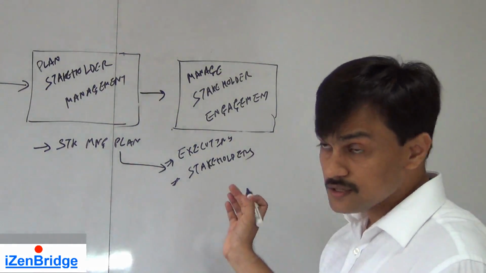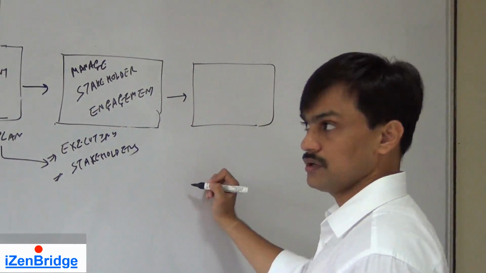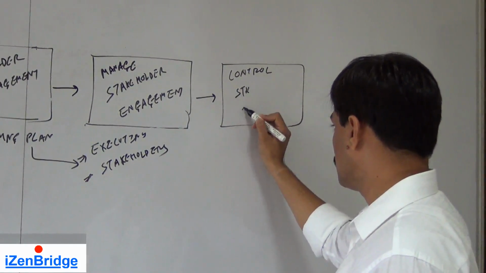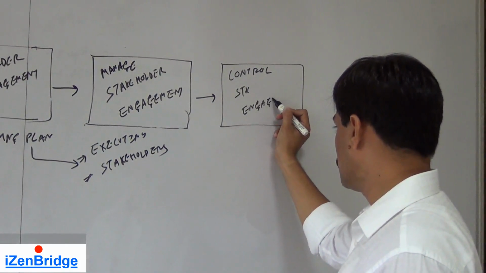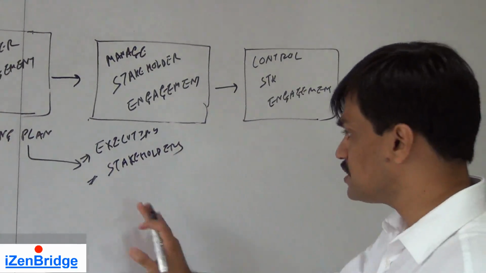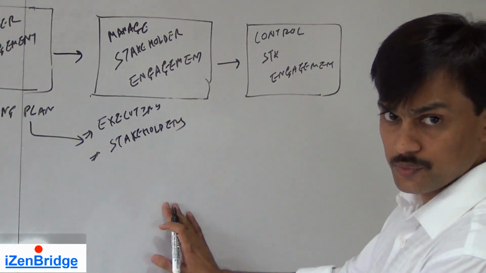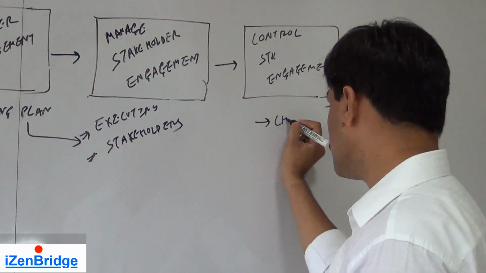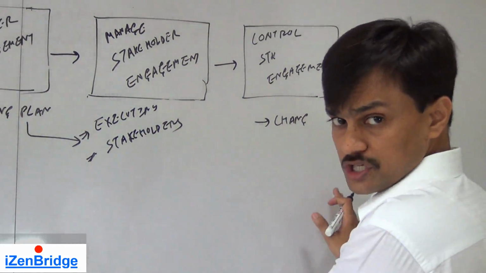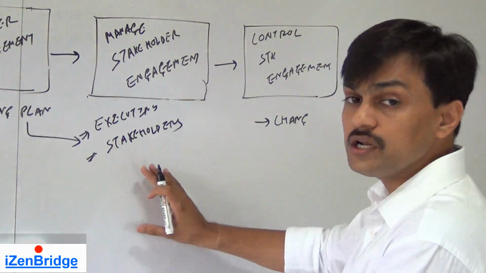A final process for this knowledge area: control stakeholder engagement. This is about controlling plan versus actual, planned actions versus actual actions performed. Do we need to make some change in our stakeholder engagement approach? It is a monitoring and controlling process group process, which helps us in monitoring the stakeholder engagement.